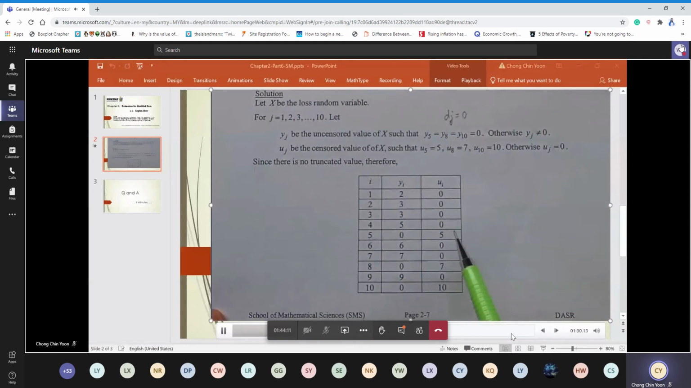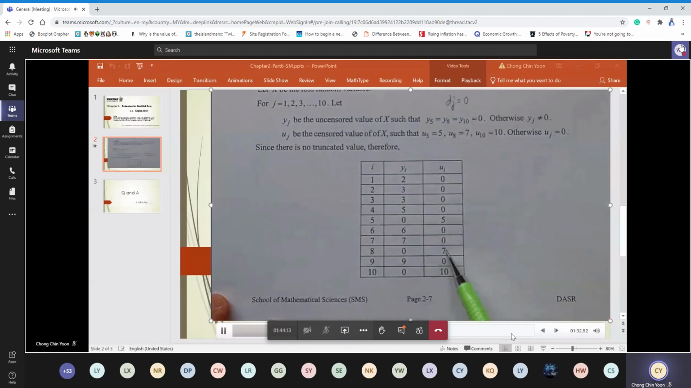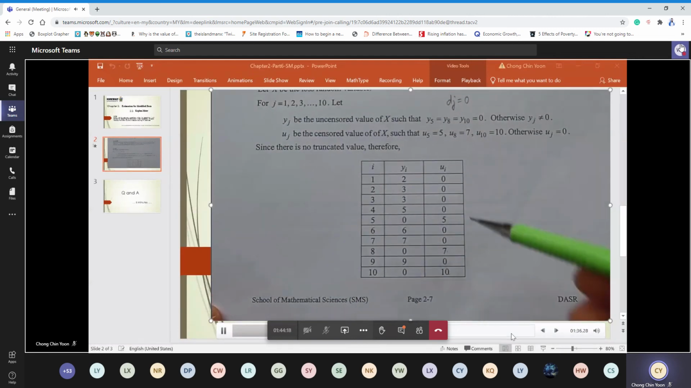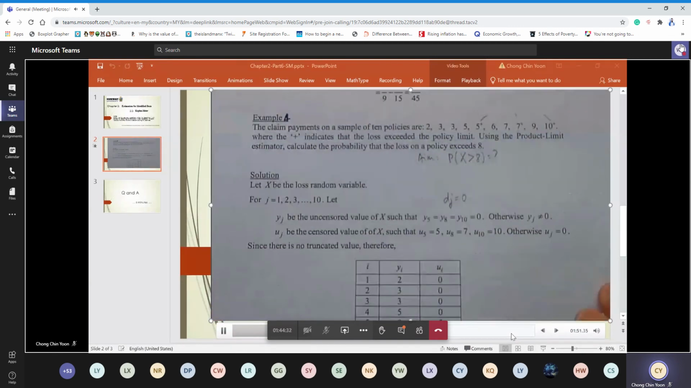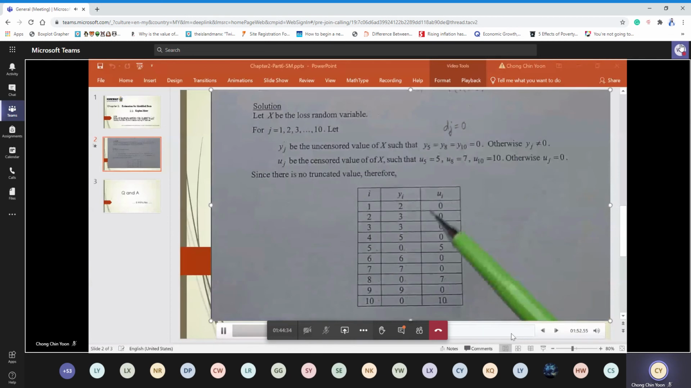So that means those values are the censored values, that is the u. You can see that the 5, 7, 10 here are the censored values. The rest will be 0 for u. In others, for y, at 5, 8, and 10 here, this uncensored value will be 0. The rest are not 0, which is from here. So we will have this complete table for the uncensored and censored values. So we do not have any truncated value.